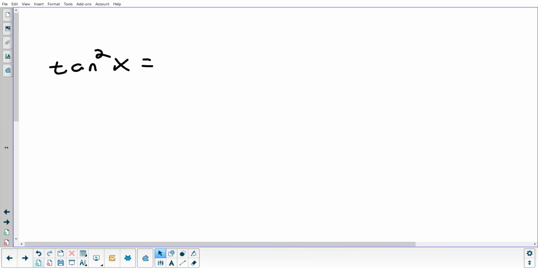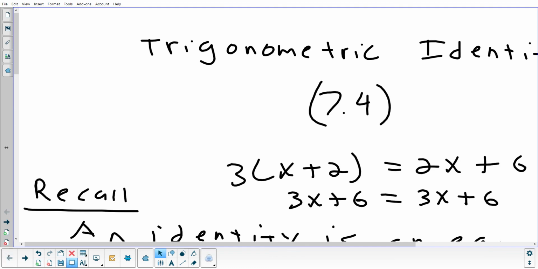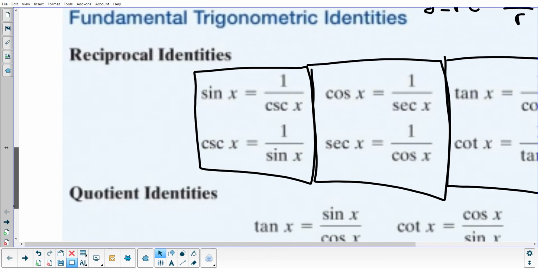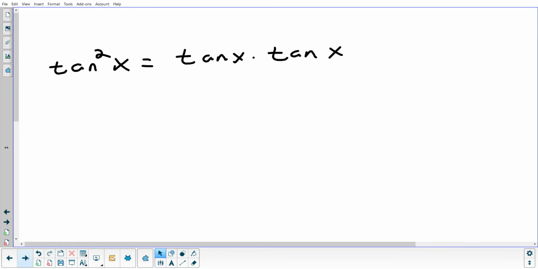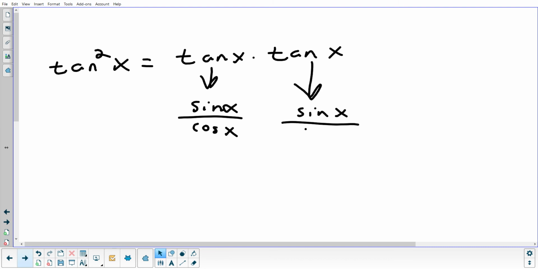Jake? Tangent x times tangent x. Yeah, it needs to multiply. It's just like if you're at x squared, it needs to do x times x. Well, this means tangent times tangent. Now, think about what we just said. Tangent is sine over cosine. So this is sine over cosine. This is sine over cosine.